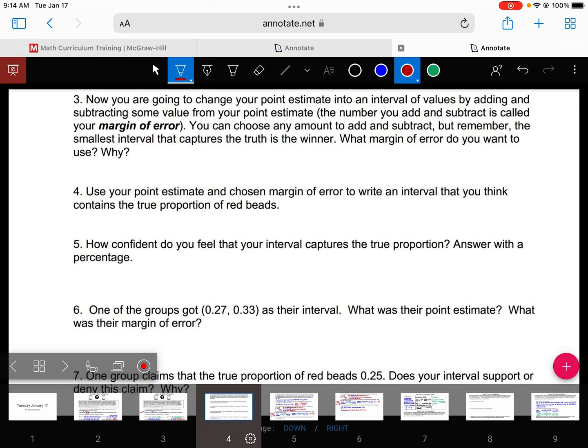Now, the real-world context of this makes sense. You're going to decide what your margin of error is there.